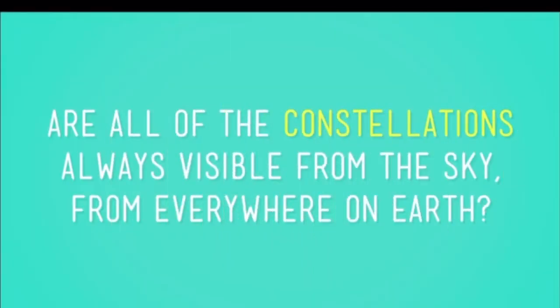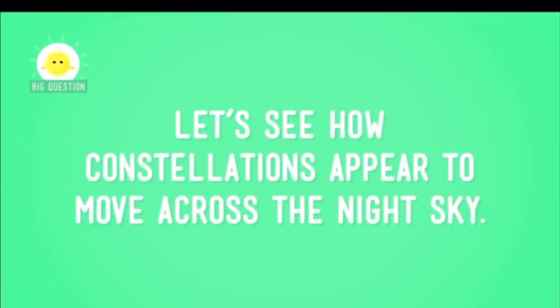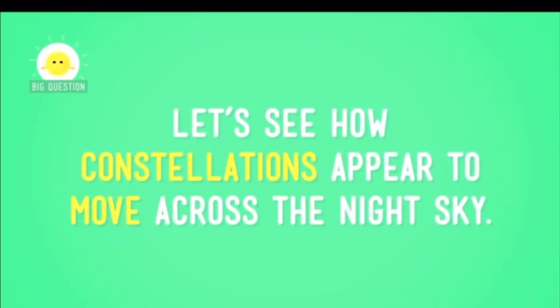After all, a big shape in the sky made of lots of stars is way easier to find than a single sparkly dot. But what if the thing you're trying to spot is a constellation? Are all of the constellations always visible in the sky from everywhere on Earth? Nope. To understand why, let's see how constellations appear to move across the night sky.